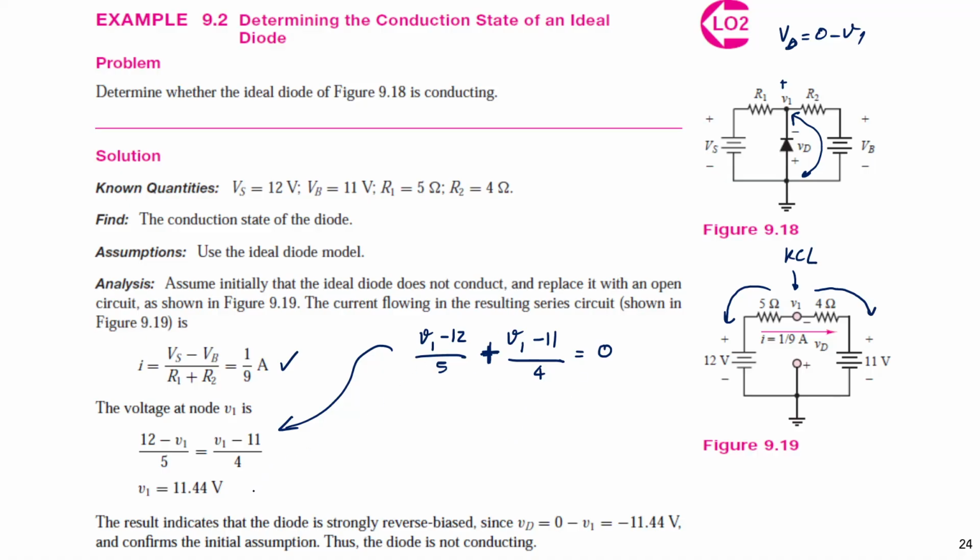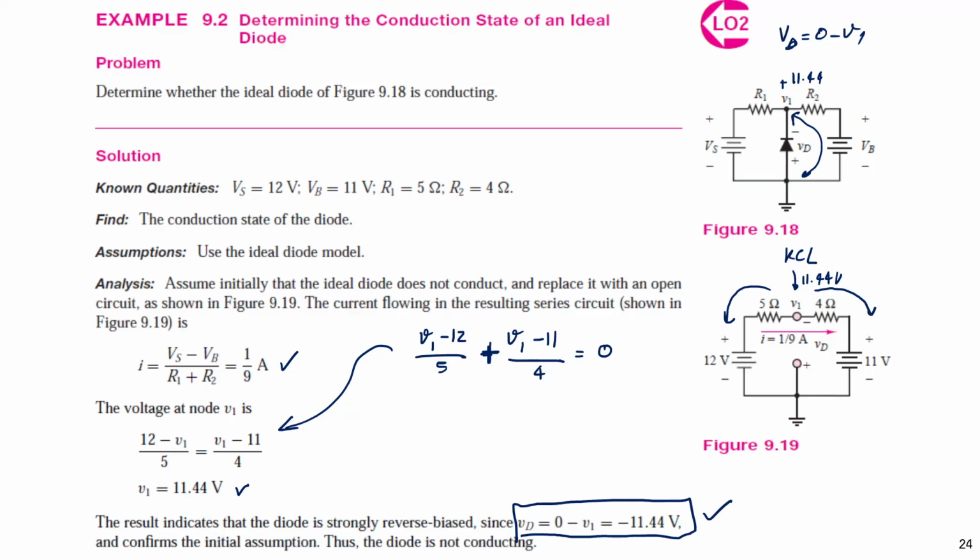Then we solve for V1, we get 11.44. So V1 is 11.44 volt here, and this is positive, right? V1 is 11.44, so it's in reverse bias, right? The diode is in reverse bias condition, right? So the assumption is correct because VD is negative 11.44, right? So we don't need to check with another assumption, right?